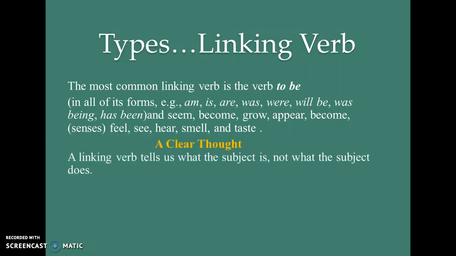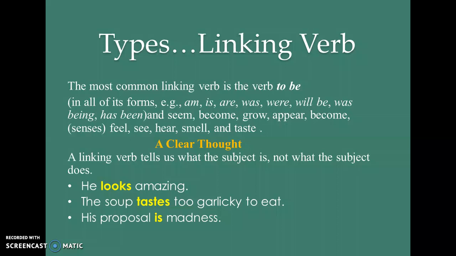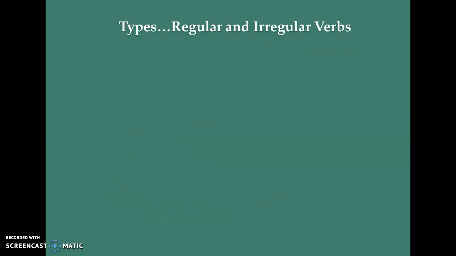Remember that a linking verb tells us what the subject is, not what the subject does. Read these sentences. He looks amazing. Now here, looks is not referring to where he's looking at. It is referring to the fact that he is amazing. The soup tastes too garlicky to eat. Here also, taste is doing the same job. It is telling what kind of soup it is. And his proposal is madness. It is a linking verb here.